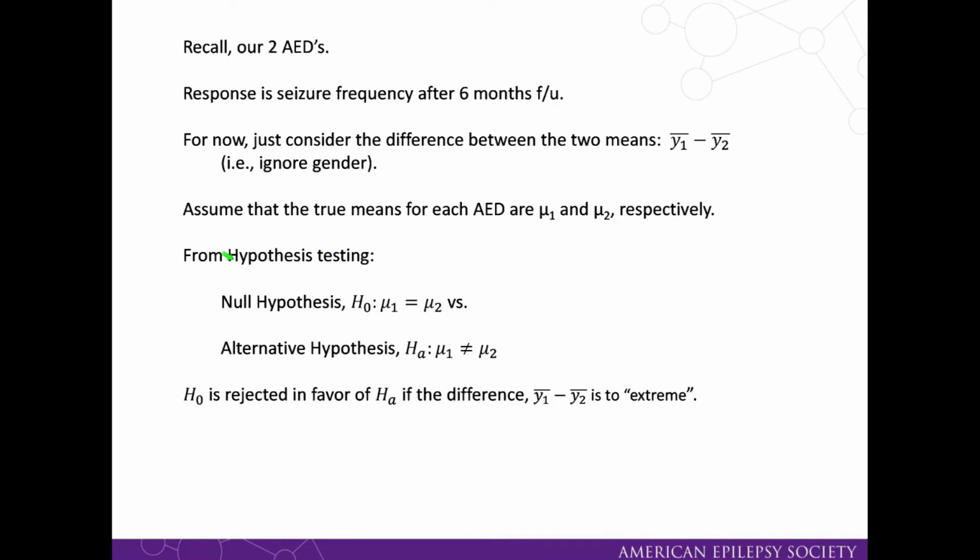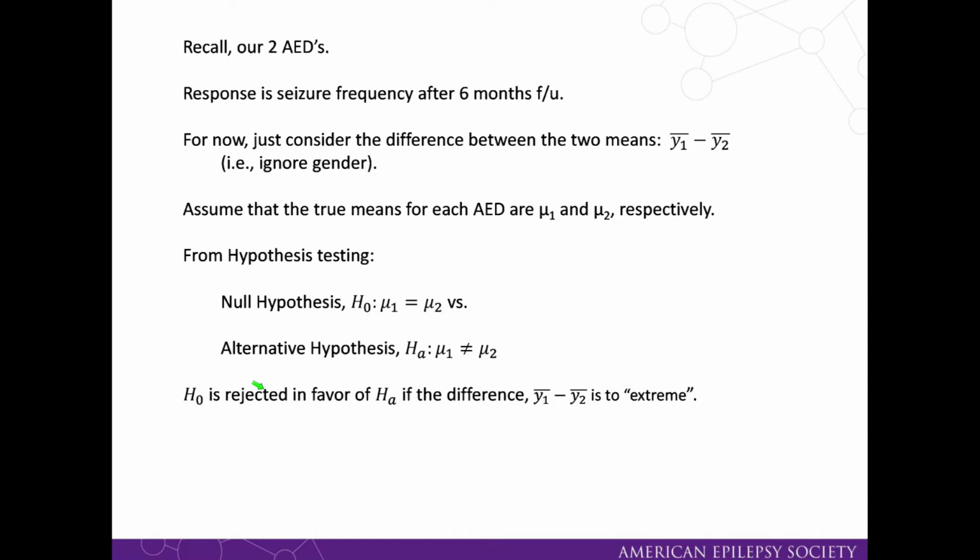So, from hypothesis testing, again, this is a bit of a review. The null hypothesis, H0, and this is usually the null hypothesis, doesn't have to be, is that these two population means, or theoretical means, are in fact equal. The alternative is that there's a difference between these two drugs in mean value.